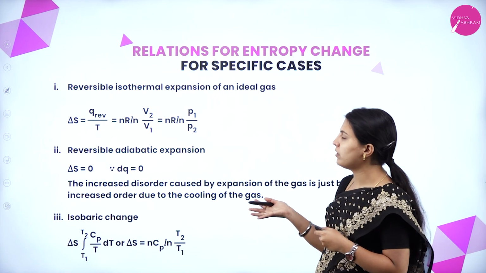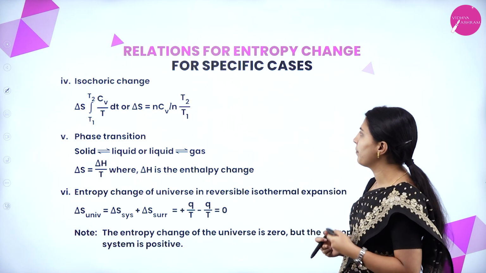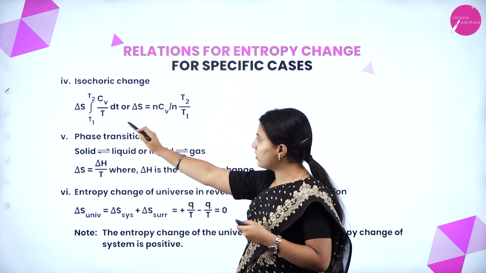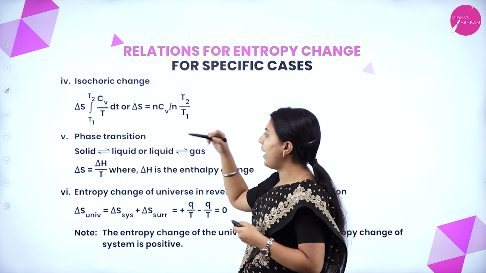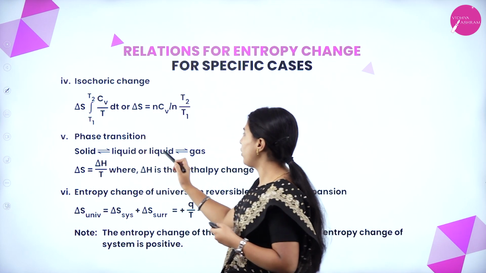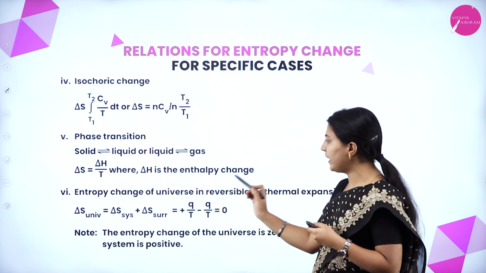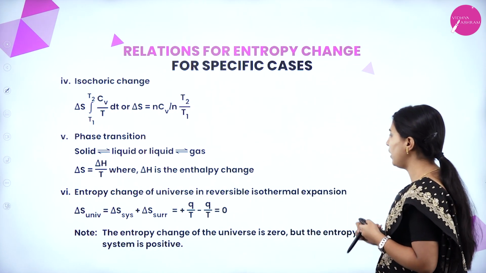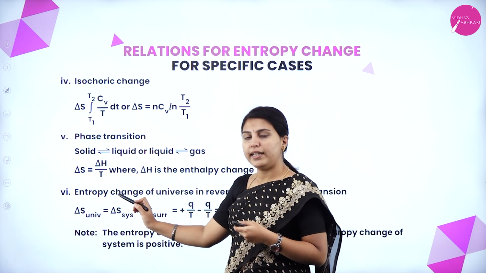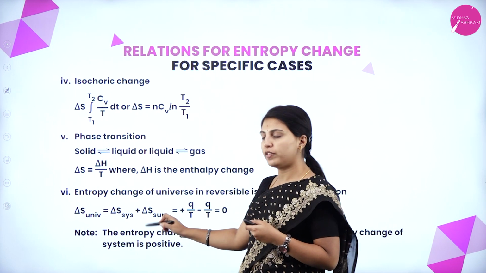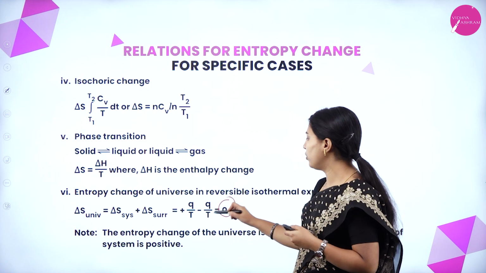These are the conditions or relations for entropy changes for specific cases. Next, in isochoric, at constant volume, T2 by T1, in between delta S will be there. At phase transition, solid to liquid or liquid to gas, enthalpy by temperature. And entropy change of universe in irreversible isothermal expansion, this one we have seen many times. Entropy of universe equal to entropy of system plus entropy of surrounding. Both if you write, it will be equal to 0.